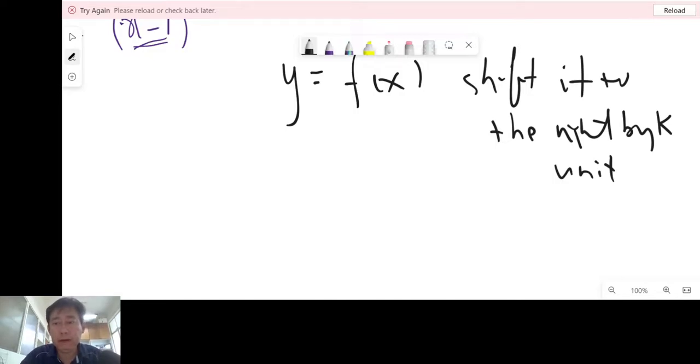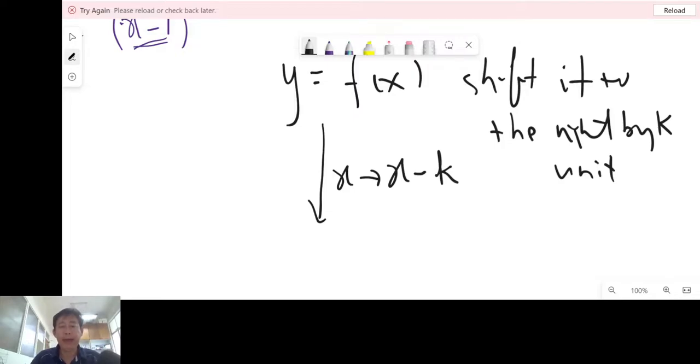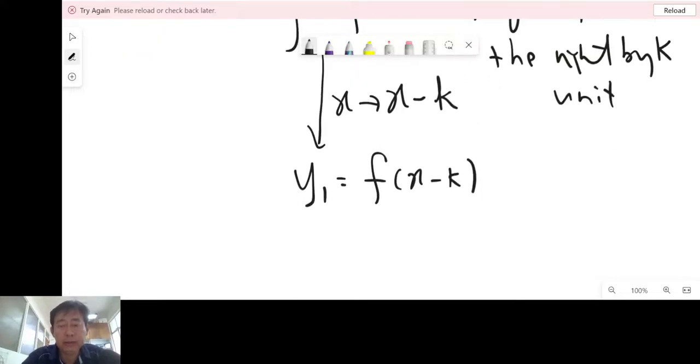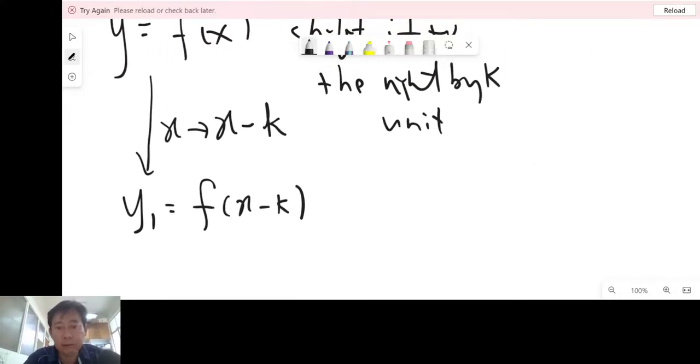In order to shift it by k units, you just have to replace x by x minus k. Right? So replacing x by x minus k means you shift the function, and the new function that you obtain will be the expression of f of x minus k. So let us demonstrate this with the example we have just expressed.